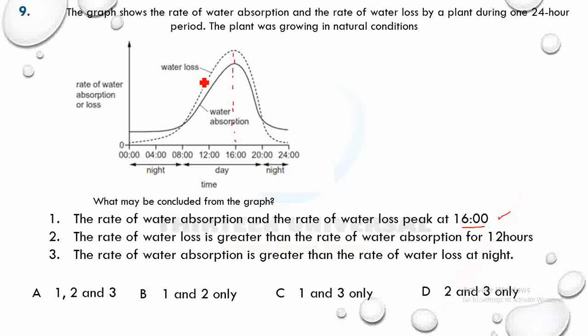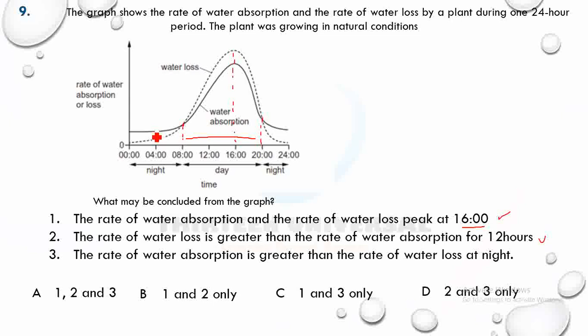The rate of water loss, this is water loss, is greater, starting from here, this is 8 p.m. So it's greater from here to this point. This is also 8, I think it's 8 a.m. and 8 p.m. So the gap between here and here is 12 hours. Yeah, so that's correct. Next: the rate of water absorption is greater than the rate of water loss at night.